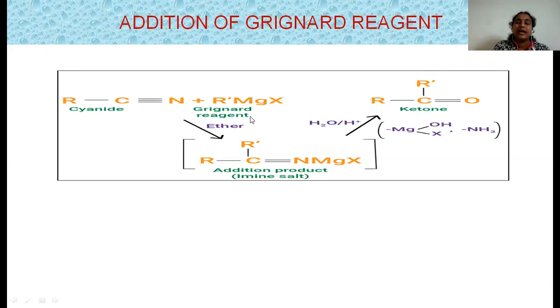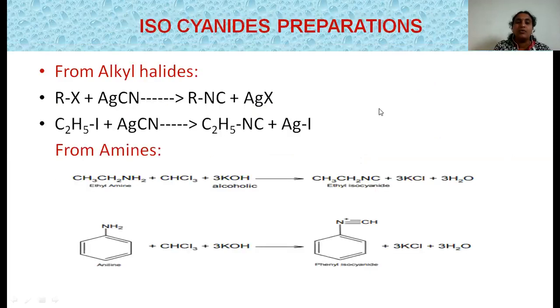So like this, by addition reaction, which produces the carbonate compounds. Next, coming to the isocyanide preparation. In this first preparation, alkyl halide reacts with silver cyanide. As we all know, in silver cyanide there is a covalent bond between the silver and cyanide, so there is no formation of Ag+ and CN-.